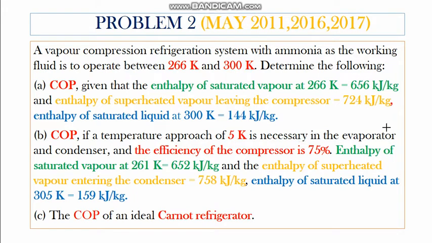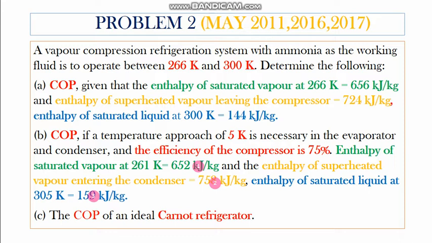Okay, if you want to increase it, then the efficiency of the compressor will be decreased to 75%. Your efficiency will be decreased, and you are also given the different enthalpy values at this temperature. Again, we will start. Saturated vapor is nothing but A, so this is HA. Superheated vapor is nothing but your B, that is 2, and saturated liquid is nothing but C. C is also equal to D.